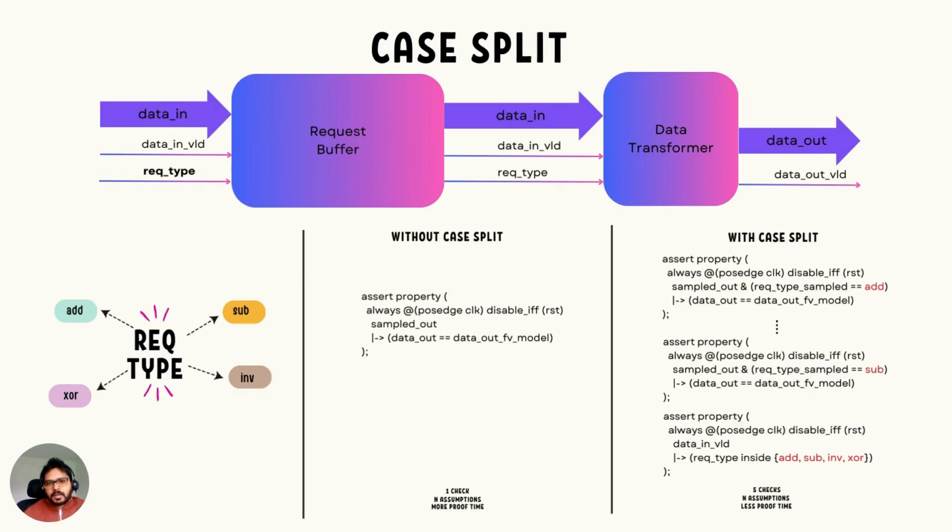With case split, you will have the properties that you see on the extreme right. You'll be splitting the main check into 4 checks based on the request type. This generates 4 checks obviously. And after that, there will be an additional check at the end that says that the request type has to be any of these 4 types at any point in time whenever a data input is valid. That's all about case splitting.